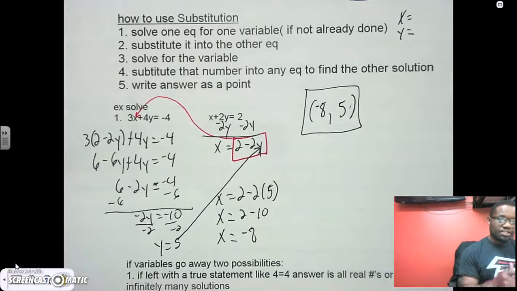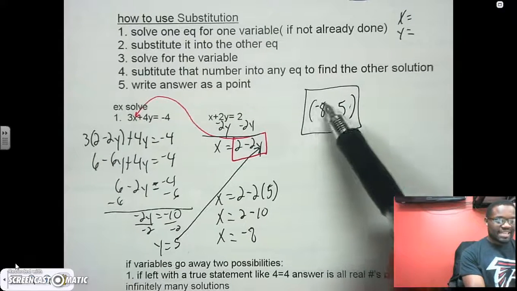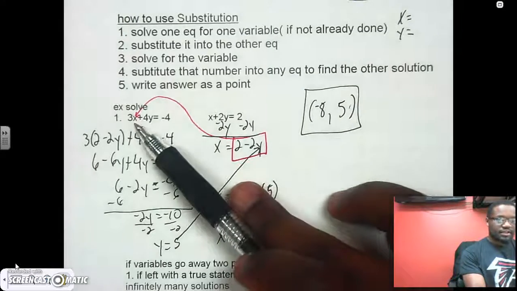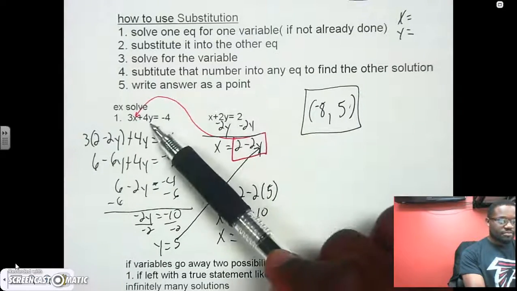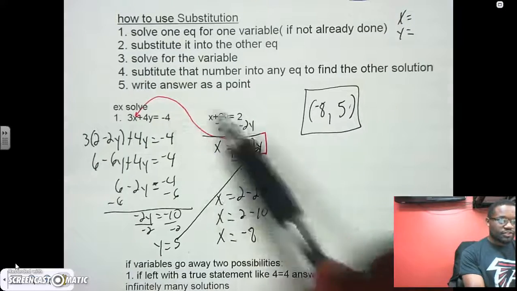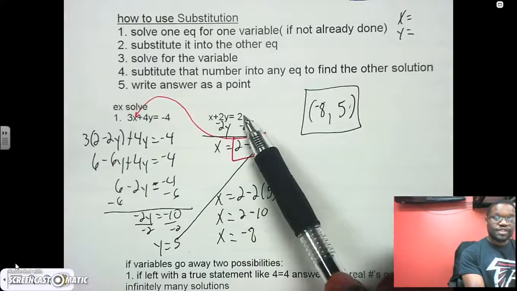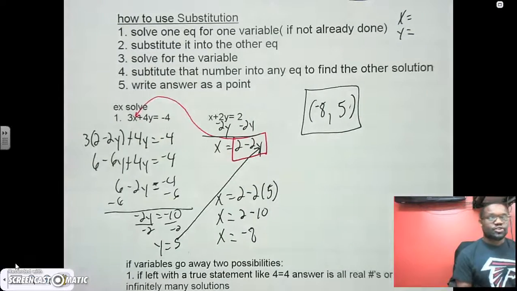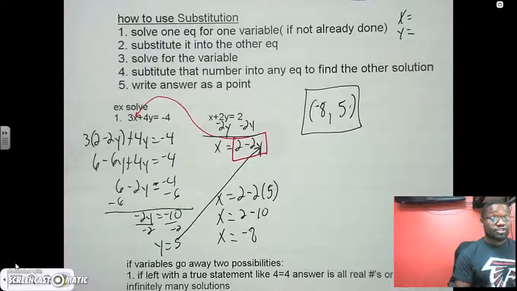Okay? You can always check your answer as well by taking negative 8 for the x, putting it there, and 5 for the y, putting it there, and see if you get negative 4. Same thing for here, to see if you get 2. It has to check out for both. So you don't have to question if you've done it right. You can check to make sure you've done it right.